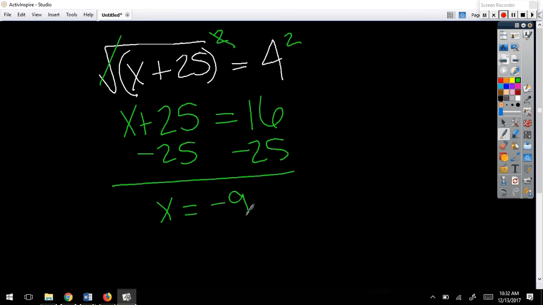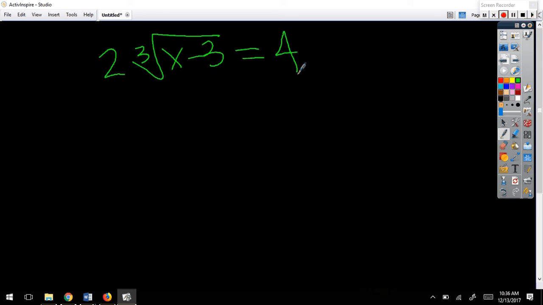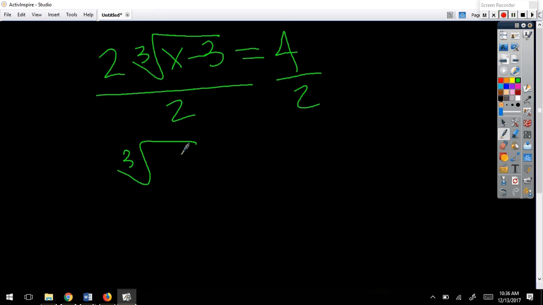So why don't we do anything with the 2? We did. 4 times 4. What do I do? Divide by 2. Don't miss that step. The radical is not isolated. Now what can I do? You put the 3.